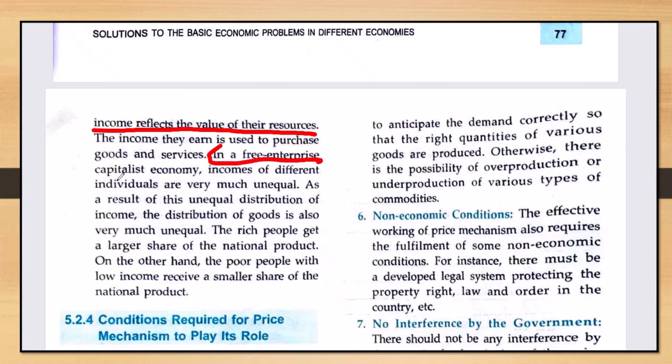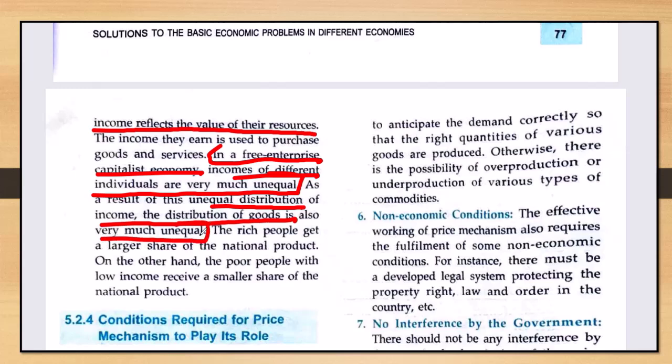In a free enterprise capitalistic economy, incomes of different individuals are very much unequal. We have seen in the capitalistic economy that there are like two classes of people. Some are very rich and some are not that rich. As a result of this unequal distribution of income, the distribution of goods is also very much unequal. The rich people get a large share of the national product, that is the total volume of output which we were talking about, whereas the poor people get a very small share of the national product.